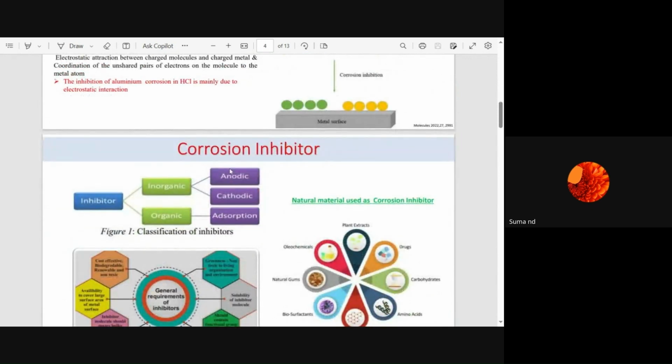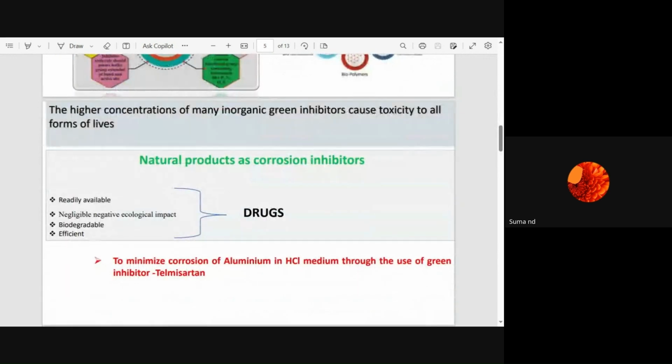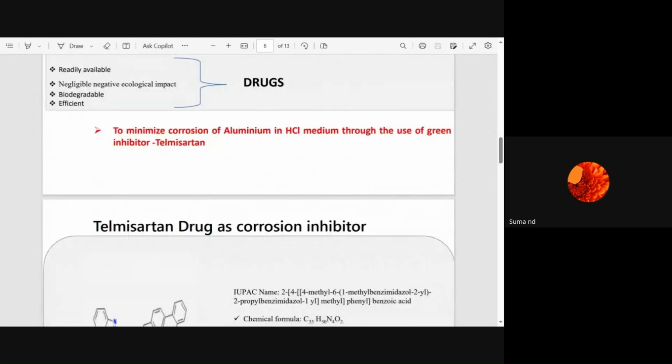Different types of compounds are used as corrosion inhibitors. Commonly used natural materials are shown here. We can use plant extracts, carbohydrates, amino acids, biopolymers, biosurfactants, and drugs. Many research investigations have shown that using drugs to prevent corrosion is safe, economical, and has no impact on the environment. So in the present study, we use the telmisartan drug as a corrosion inhibitor for aluminium in HCl medium.